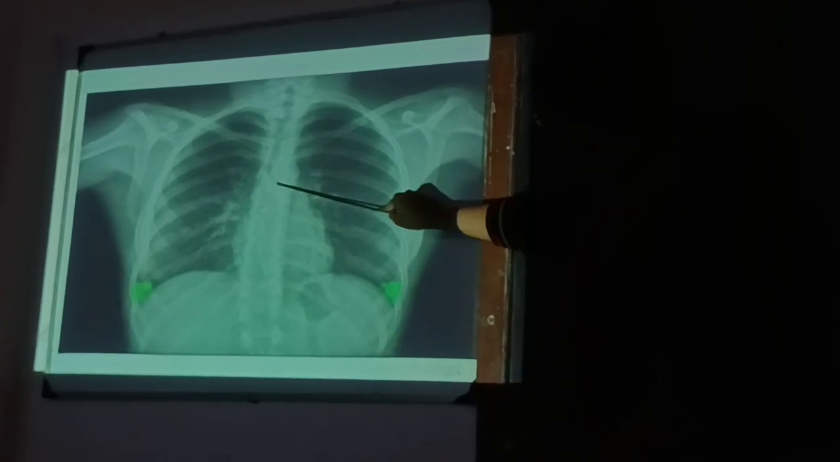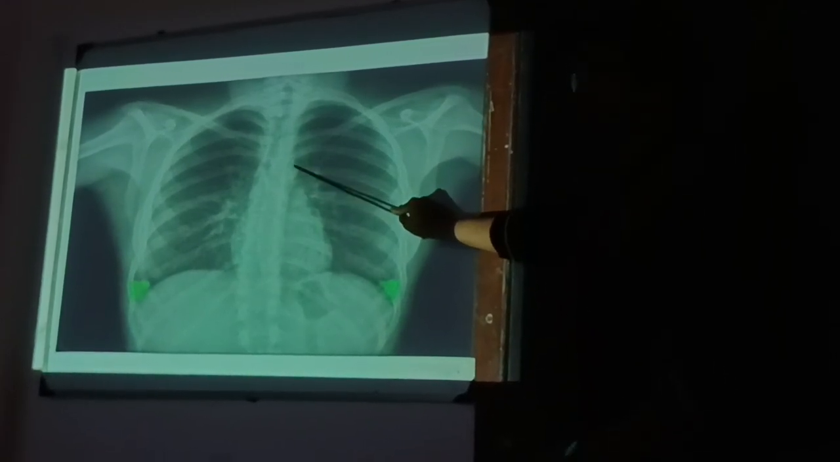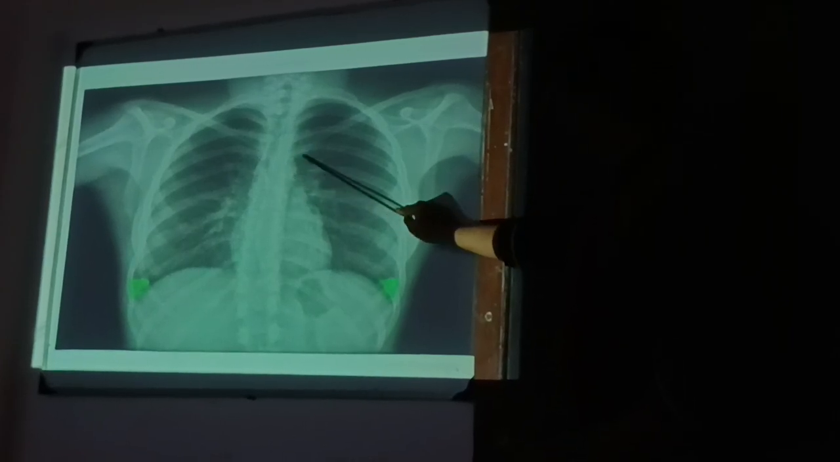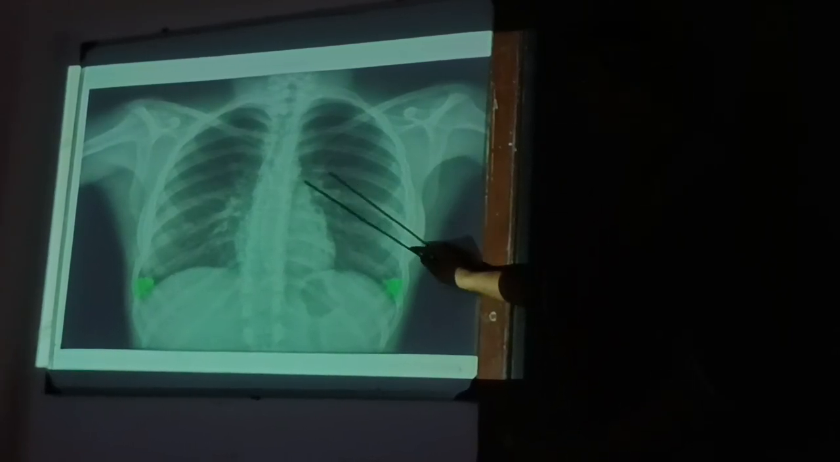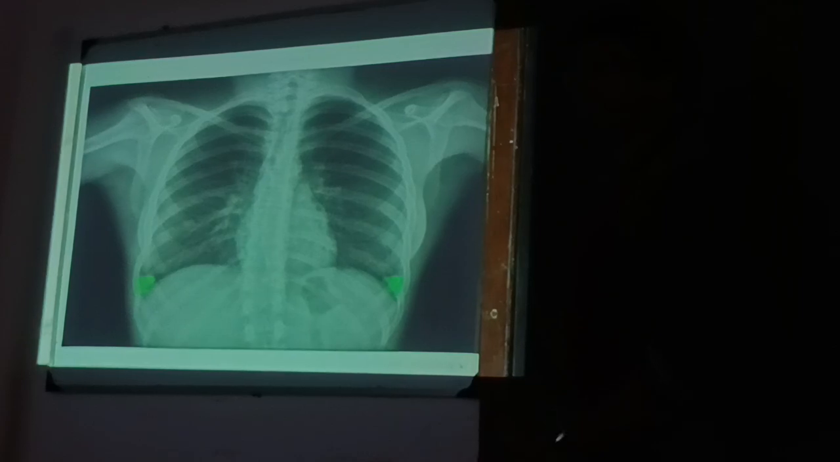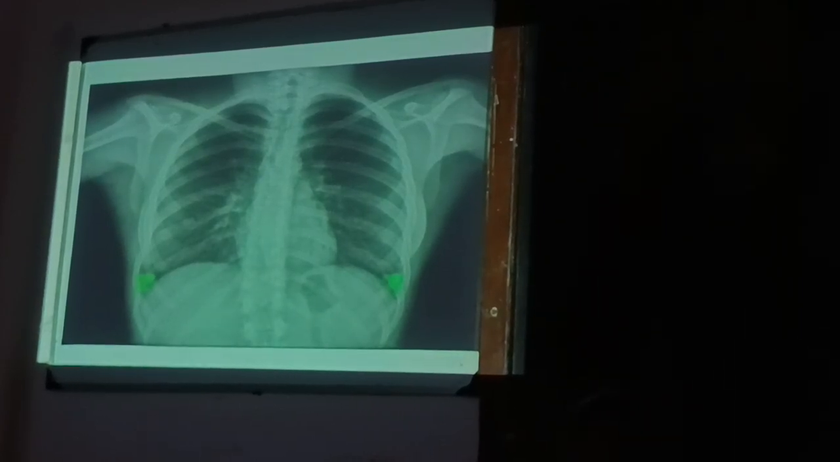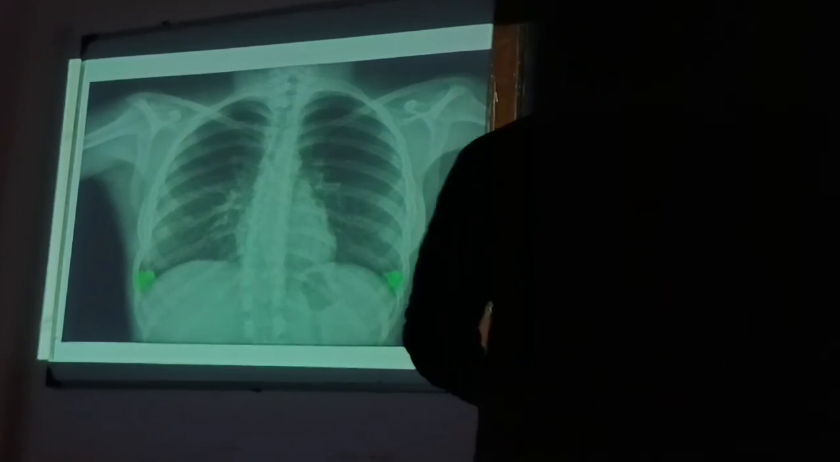So this part is the ascending aorta, this part is the arch of aorta, because it will be curving in this manner. Here will be the arch of aorta. In X-rays, the arch of aorta is termed the aortic knuckle.